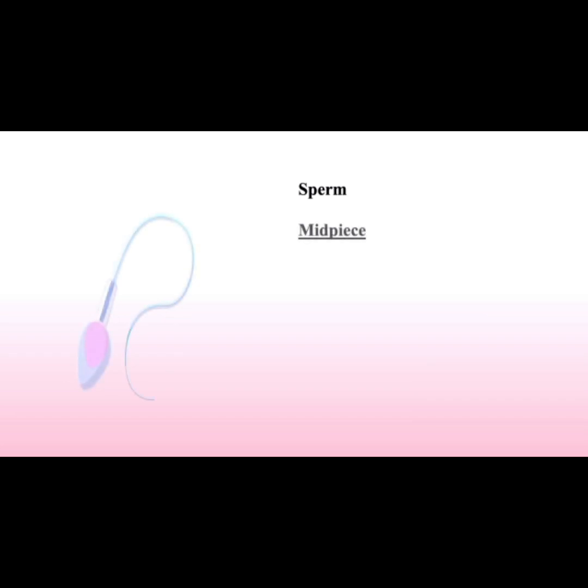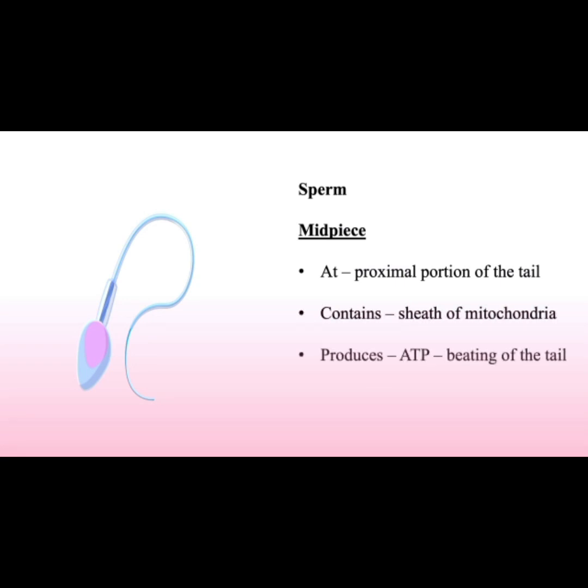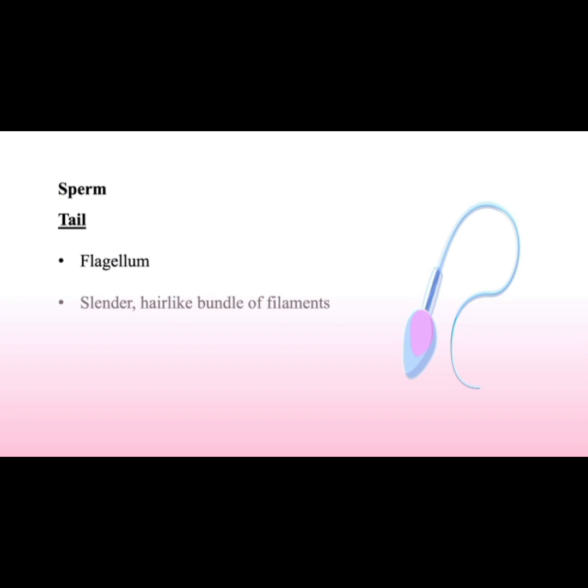Midpiece. It is at the proximal portion of the tail. It contains a sheath of mitochondria. It produces ATP necessary for the beating of the tail. Tail. It is also called the flagellum. It is a slender, hair-like bundle of filaments that connects to the head and the middle portion.